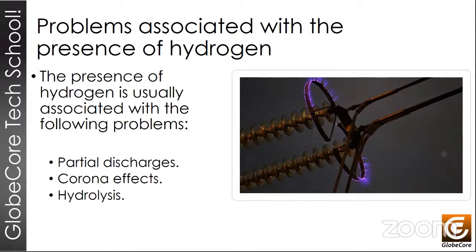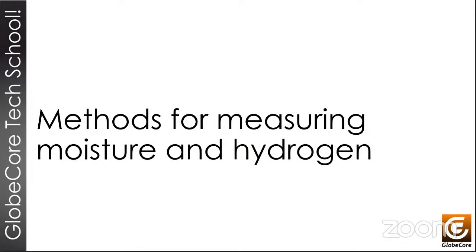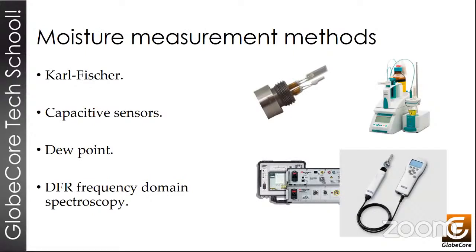Let's go next slide. Now we'll discuss methods for measuring moisture and hydrogen in the oil. And straight to the next one, please. So the first thing to do is to quantify the problem. That is, we need to measure the amount of water in the oil and the transformer in general. And there are several ways to do this.